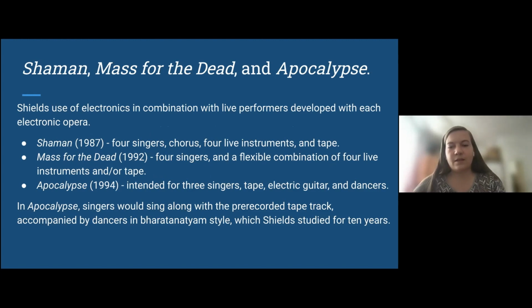Shaman is for 4 singers, chorus, 4 live instruments and tape, so quite modest forces. Mass for the Dead is for 4 singers and a flexible combination of 4 live instruments and tape, and it has a narrator as well. Apocalypse is intended for 3 singers, tape, electric guitar, and dancers. So the idea for Apocalypse is that singers would sing along with a pre-recorded tape track accompanied by the dancers. So this would be quite difficult to perform, although not impossible, I think.